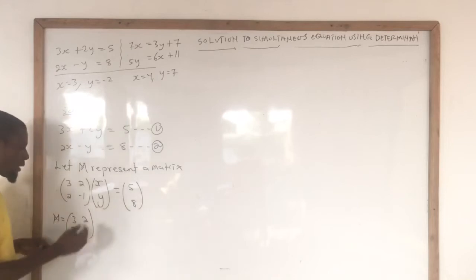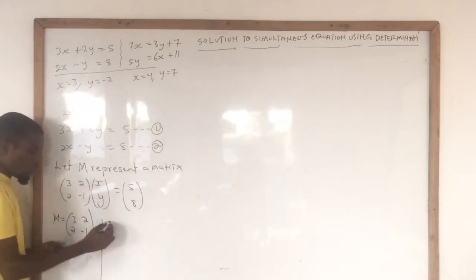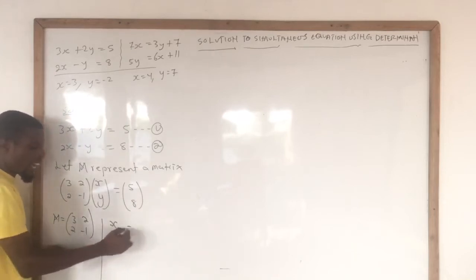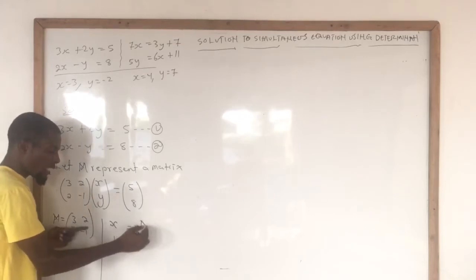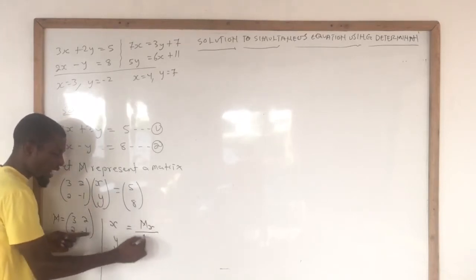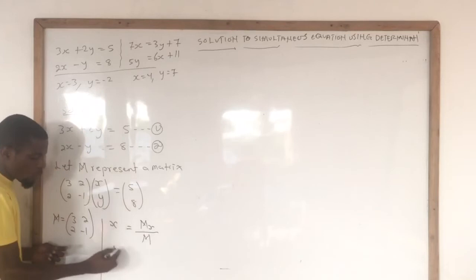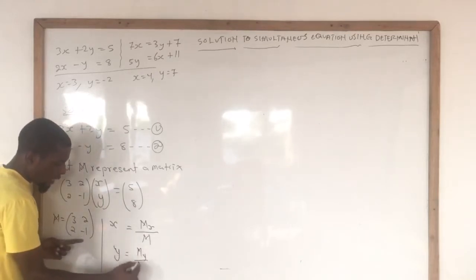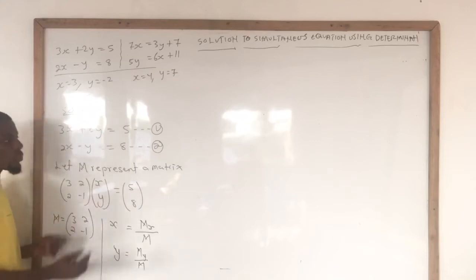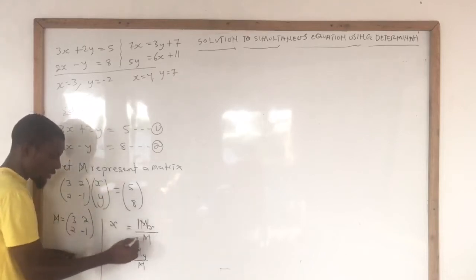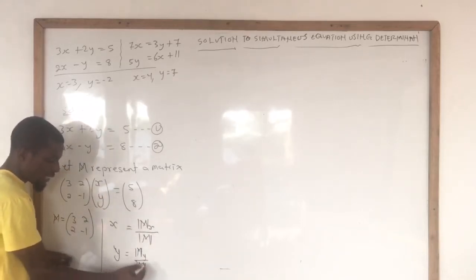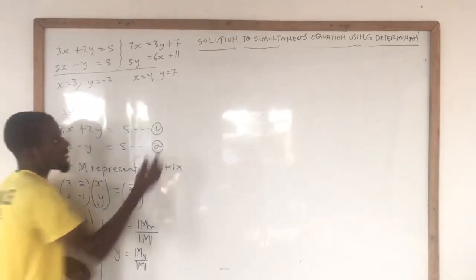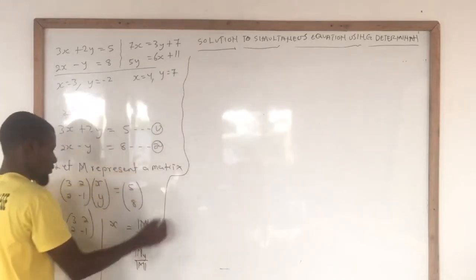Now, the formula for finding what we need, our x and our y. Our x is given by what we call the determinant of x all over our normal determinant, and then y is also given by the determinant of y all over our normal determinant. So let's find this determinant. Let's first find the determinant of the matrix, right?